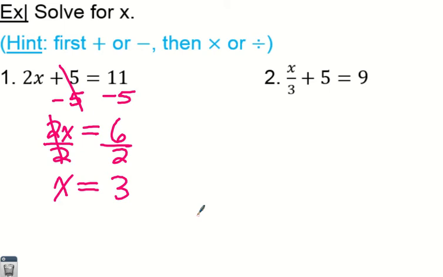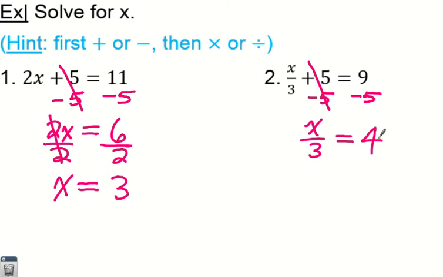So over here in number 2, we have to deal with this 5. So here's the equal sign. On the left side, we've got to get rid of this plus 5, and we've got to get rid of that divided by 3. We're going to do this first. We're going to undo the adding 5 by subtracting 5. So that would leave x divided by 3. 9 minus 5 is 4.